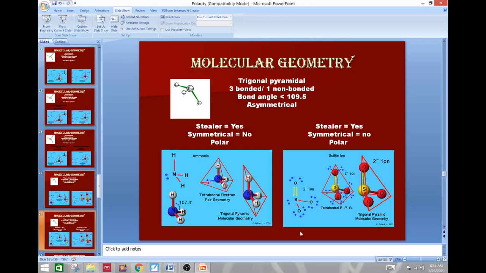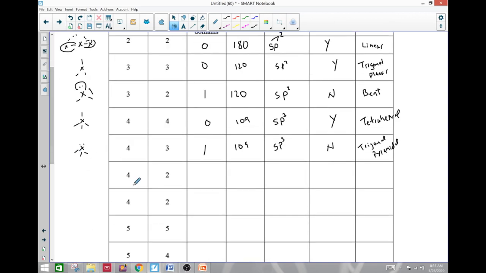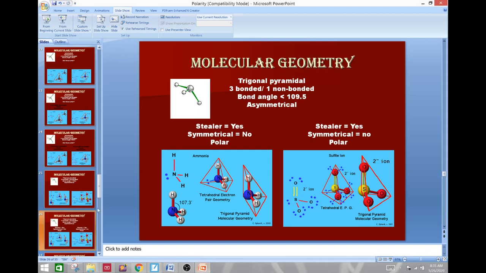Let's take a moment to fill out our sheet. First of all, the name is trigonal pyramidal. Still a little less than 109, and there are still four electron domains there. All right, this guy is another one. We have X bonded to two things, but it's got two unbonded pairs. Remember, if they have unbonded pairs, then we're not symmetrical. We're going to be lopsided. Let's see what we got for a shape on this guy.